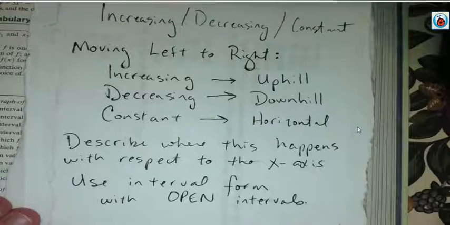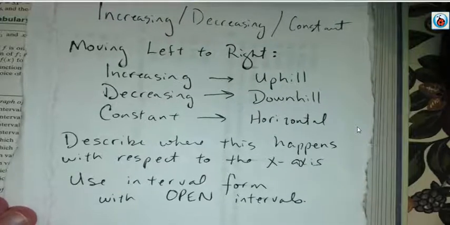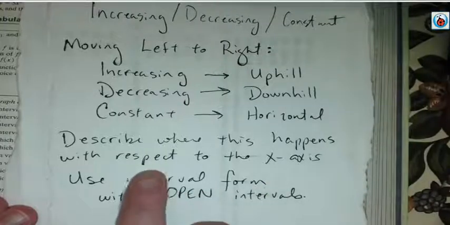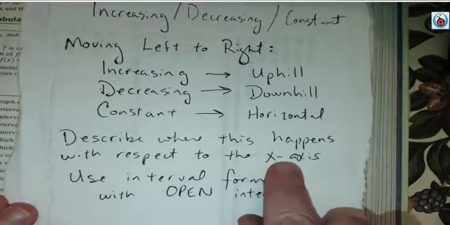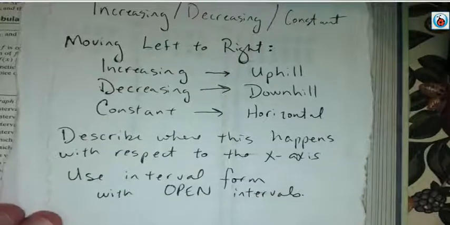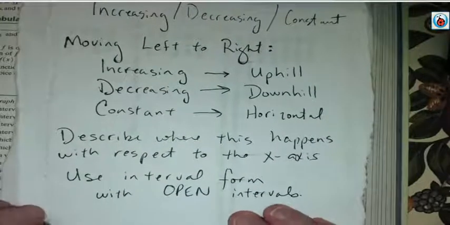Now, it's easy enough to see that, but where most students go wrong is you must describe where this happens with respect to the x-axis. And you must do it in interval form using open intervals. So let's go straight to an example.